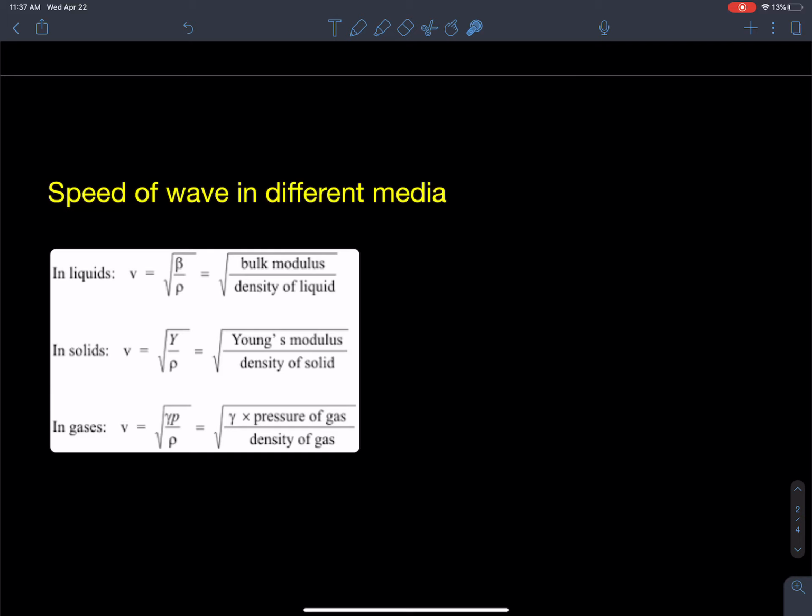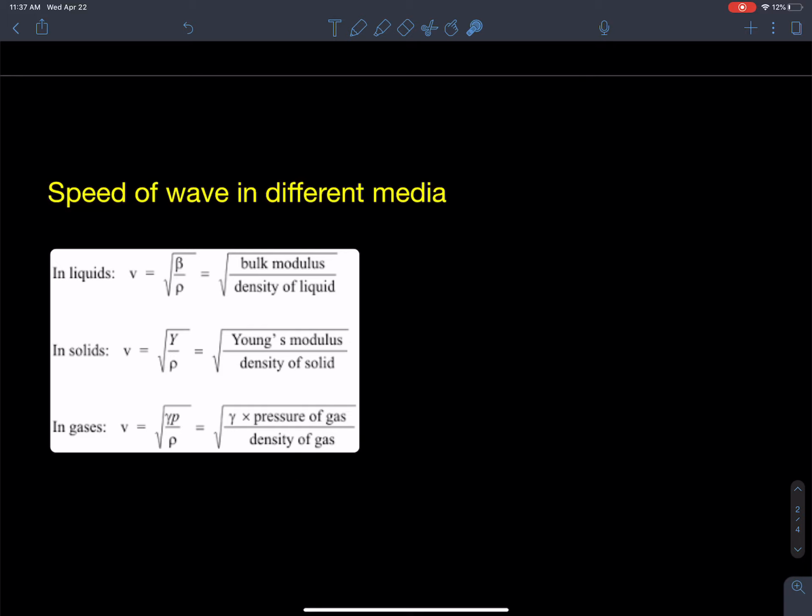Okay, here's how it relates. If I change the density of the solid, it's going to affect the speed of the wave, which is going to affect the frequency or the wavelength that material makes. And the Young's modulus depends on how well something stretches and bends. So different materials have different Young's modulus, and you can go and research what that is.